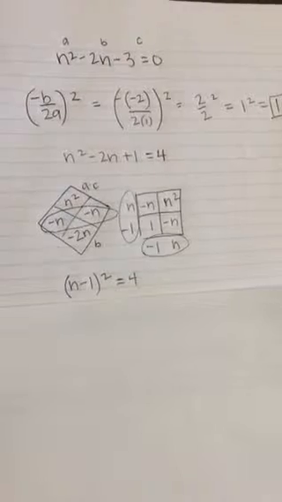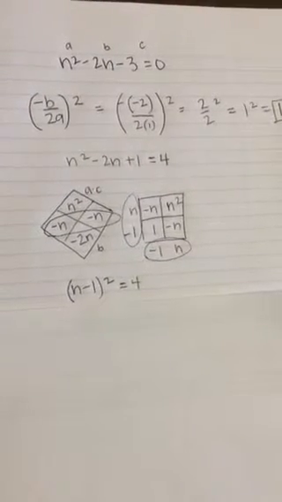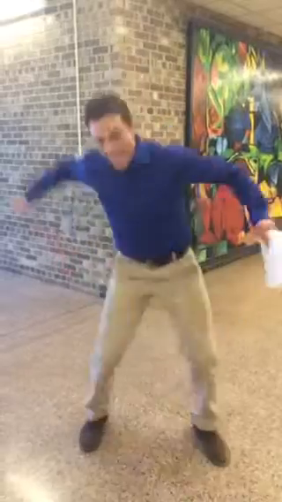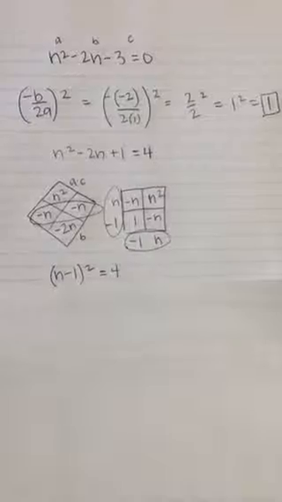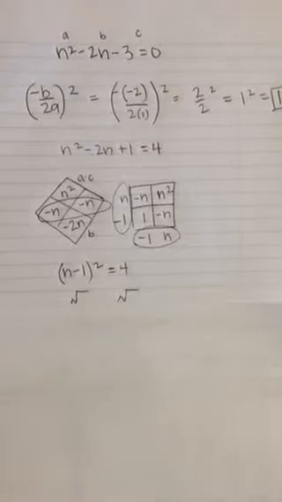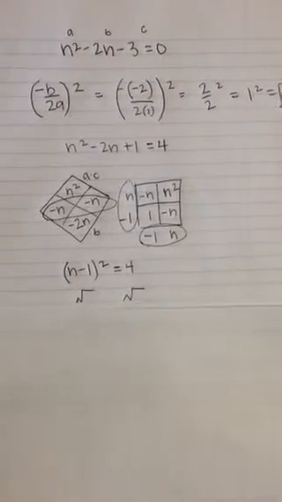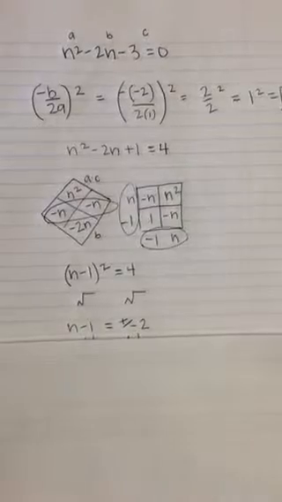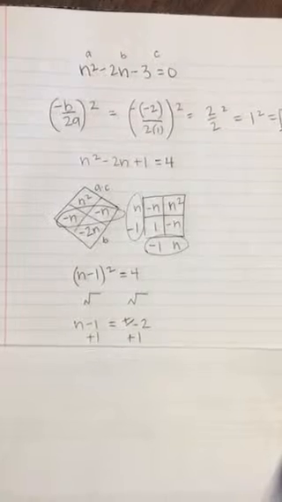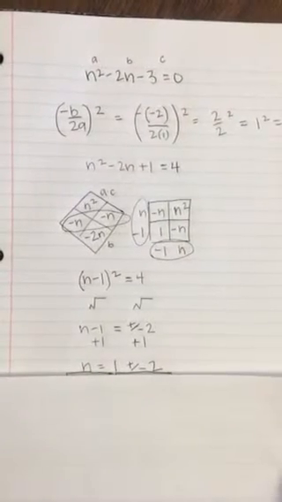Okay, so then you're going to factor the equation. Then your factors will be n minus 1 squared equals 4. It ain't over yet. Now, you have to get rid of the square sign on each side, so that means you have to square root each side of the equation, and then you'll be left with n minus 1 equals plus or minus 2. Then you have to get rid of the 1, so you're going to add 1 to each side, then you're going to be left with n equals 1 plus or minus 2.